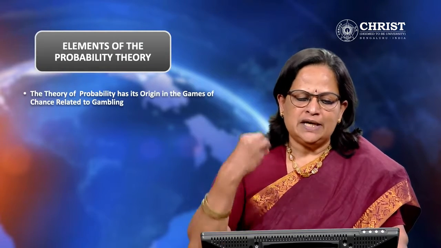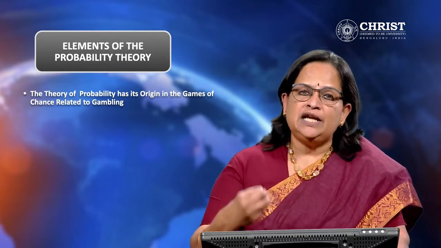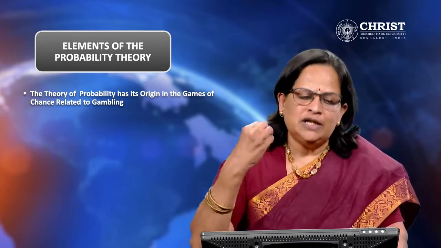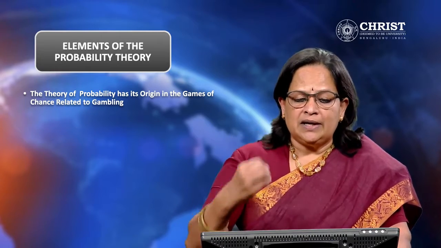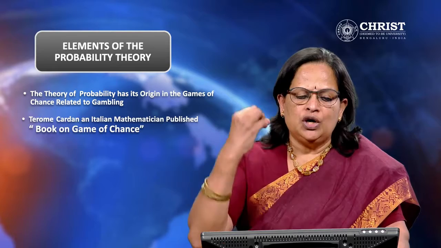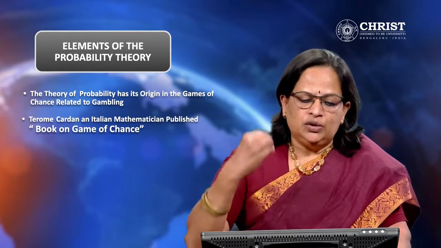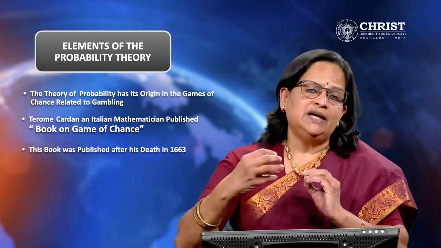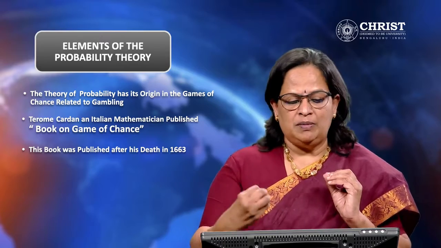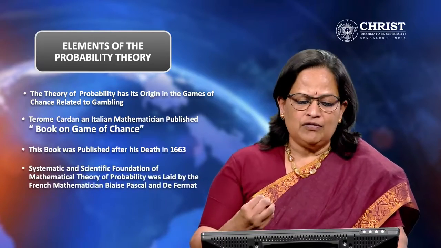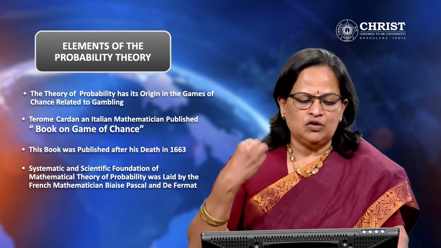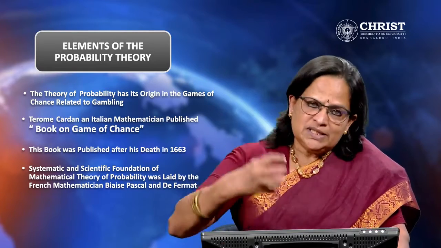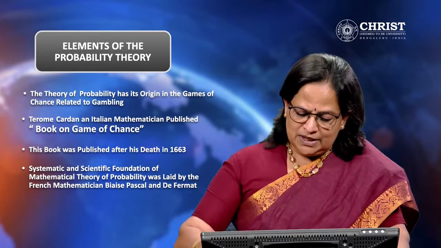The theory of probability has its origin in the games of chance related to gambling. Gambling, you know, is pure luck. You will predict something, and whether you will get that or not is pure chance. Girolamo Cardano, an Italian mathematician, wrote a book on games of chance, which was published after his death in 1663. This was the initial introduction of the concept of probability. The systematic and scientific foundation of the mathematical theory of probability was laid by the French mathematicians Blaise Pascal and Fermat. This is how the subject was introduced from 1663.